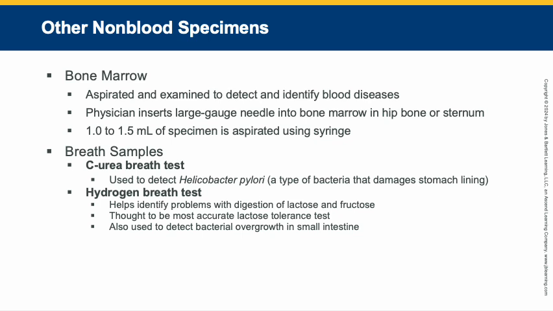The next one is called a hydrogen breath test. This measures the amount of hydrogen exhaled to help identify problems with the digestion of carbohydrates such as lactose and fructose. It is thought to be the most accurate lactose tolerance test, and it can also be used to detect bacterial overgrowth in the small intestine.